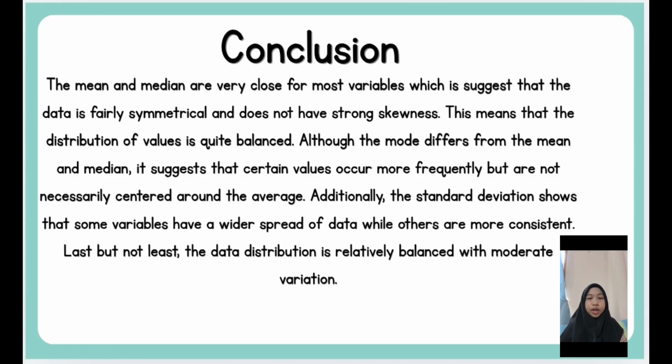For conclusion, the mean and median are very close for most variables, which suggests that the data is fairly symmetrical and does not have strong skewness. This means that the distribution of values is quite balanced. Although the mode differs from the mean and median, it suggests that certain values occur more frequently but are not necessarily centered around the average. Additionally, the standard deviations show that some variables have a wider spread of data while others are more consistent. Last but not least, the data distribution is relatively balanced with moderate variation.